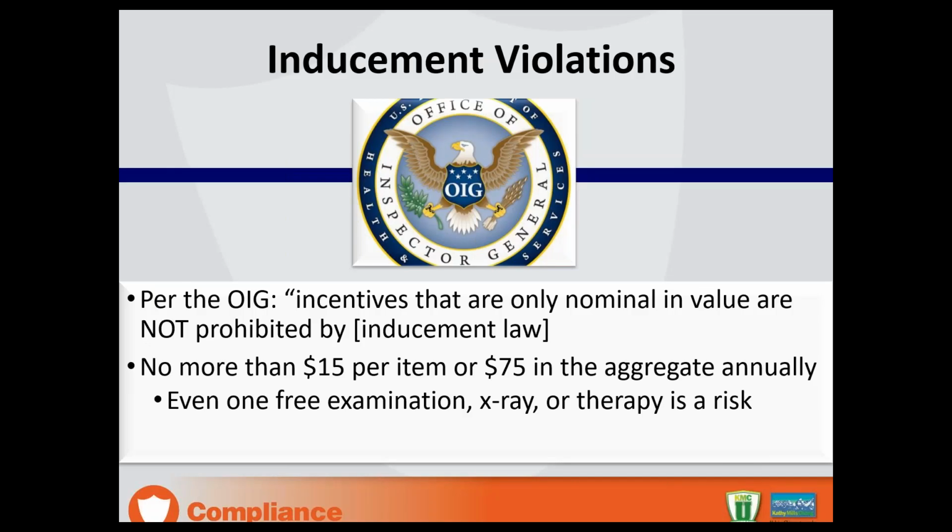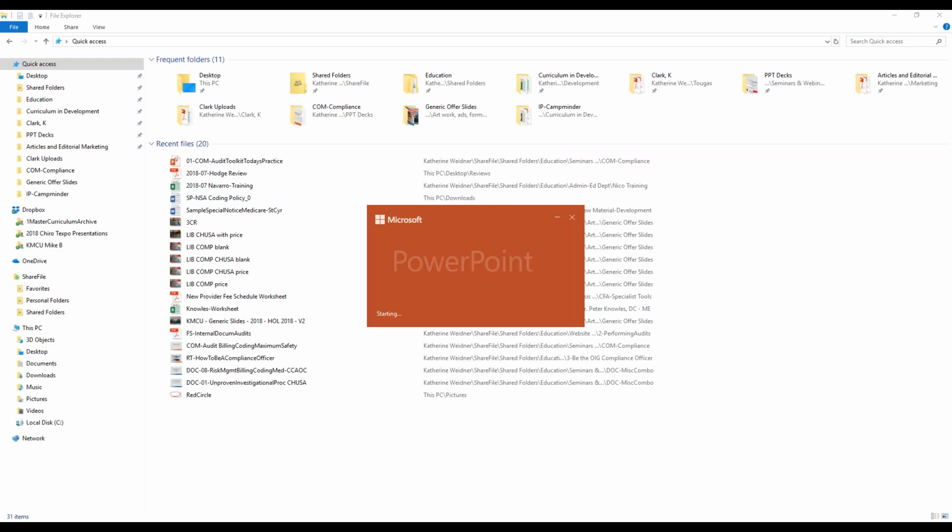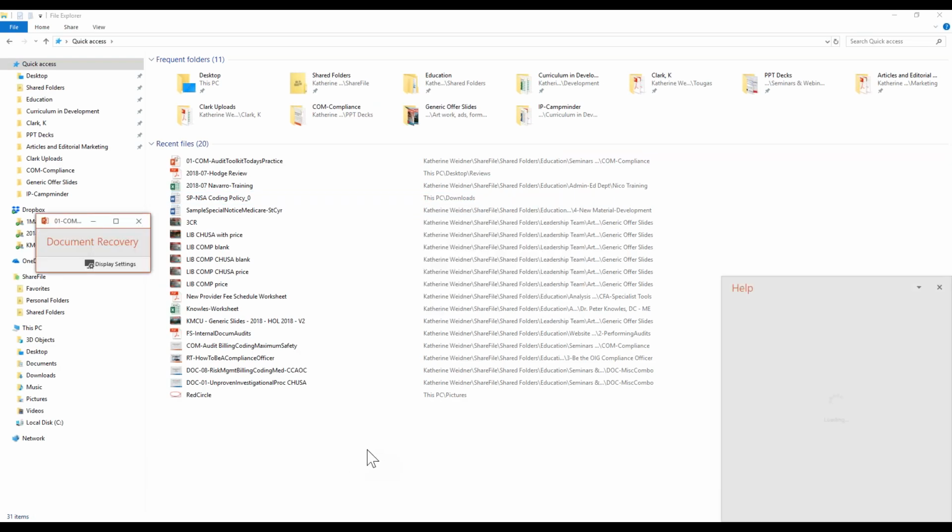The OIG clearly said that inducement violations were an area of focus that they felt were of a concern.